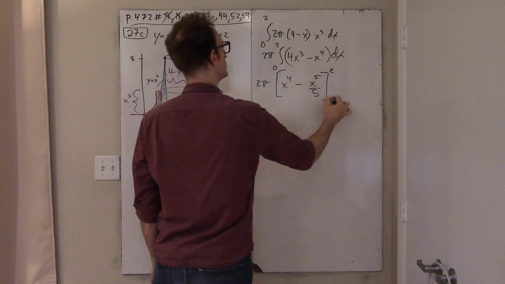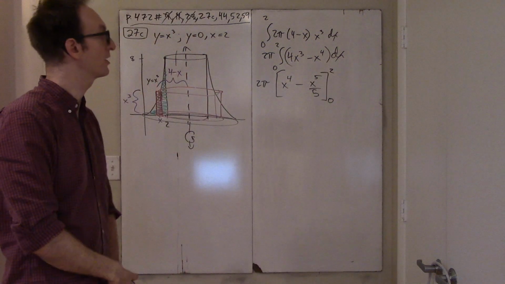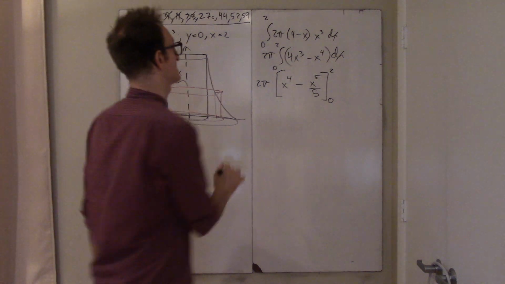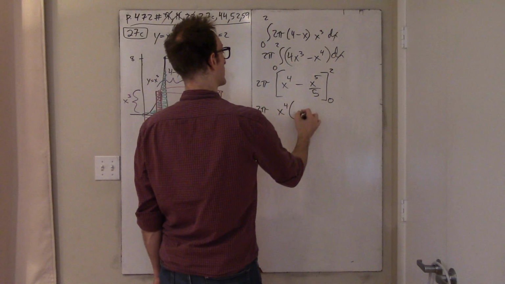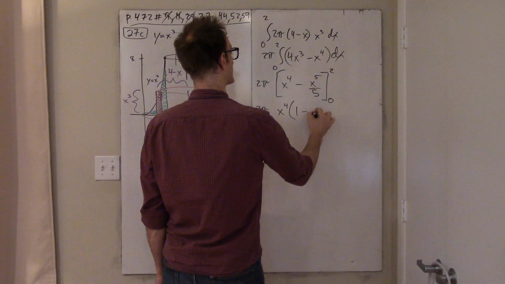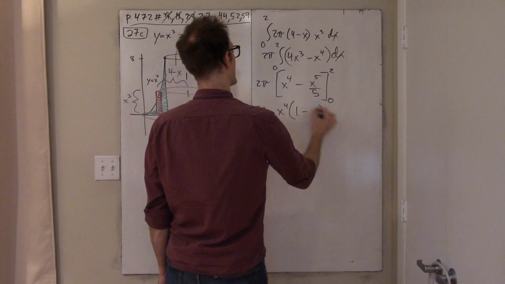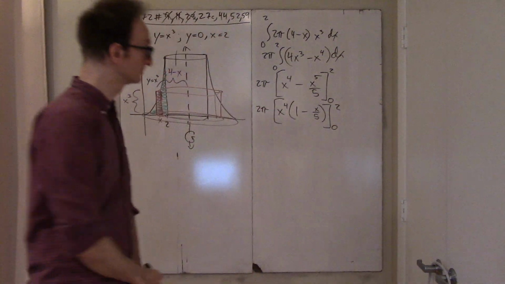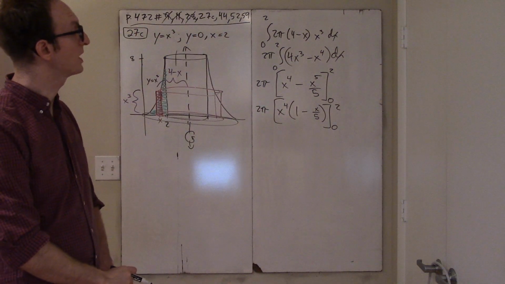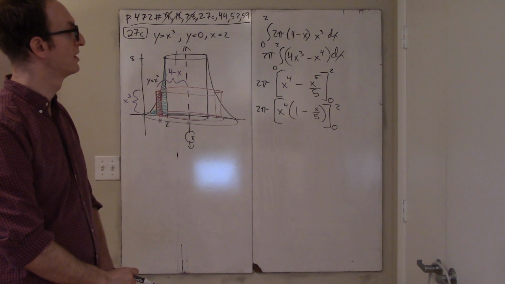Evaluated at 2 and 0. What did I just say a second ago? It was a good idea to rewrite this as x to the 4th, 1 minus x over 5. I think I said to do that, because then the numbers will be smaller. Just double checking all this math.